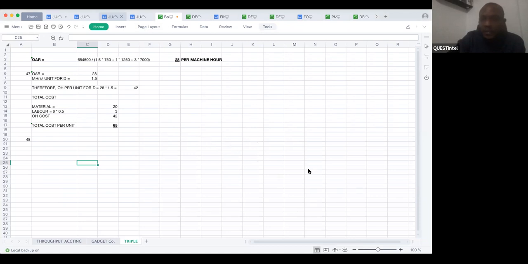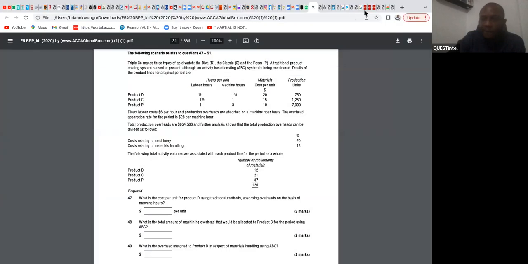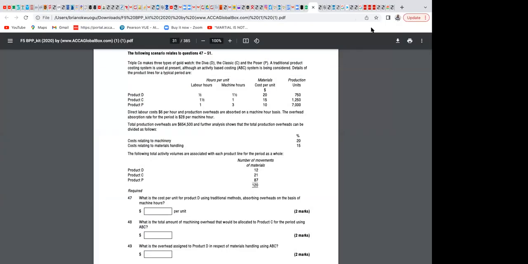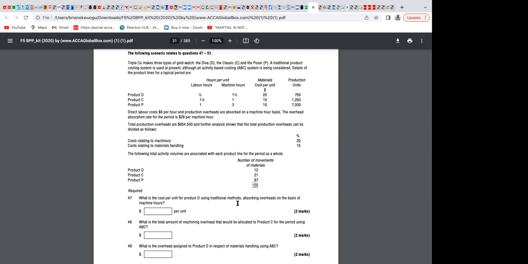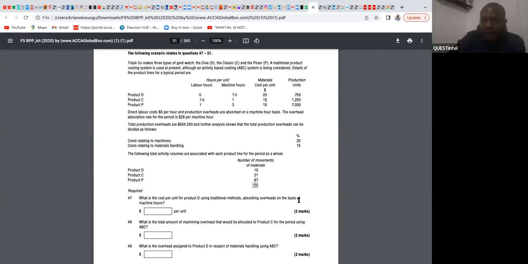Is this clear? I don't know about clear. Sorry, sir. Yeah, please. I understand the workings, but I don't understand the question. The question says, what is the cost per unit for product D using absorption costing, essentially? And they said on the basis of machine hours. So we're going to absorb the overheads on the basis of machine hours, but they've already given us the overhead absorption rate per machine hour.